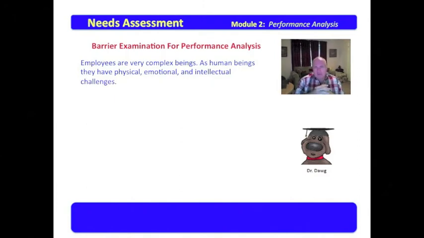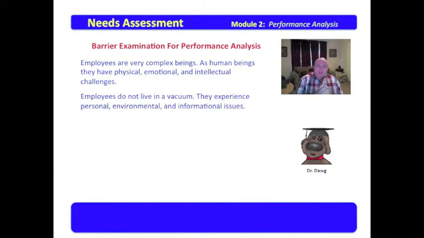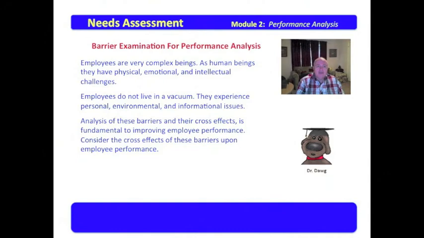Sometimes we have intellectual challenges. Employees just may not have the skill sets. They may simply not know how to do something, and they may not be able to learn it. Now, employees, at the same time that they have those physical, emotional, intellectual challenges, it must also be noted that they do not live in a vacuum. They experience personal, environmental, and informational issues. Analysis of these barriers and their cross effects is fundamental to improving employee performance. Now, I want you to consider the cross effects of the barriers upon employee performance as we shall develop them in the next slides.